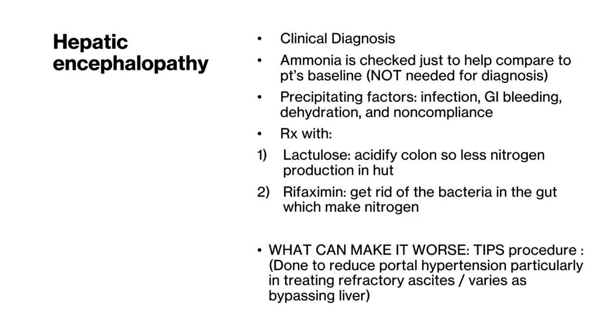Hepatic encephalopathy is another common complication of decompensated cirrhosis. This is made by a clinical diagnosis. There is no cutoff of the ammonia level that is diagnostic for hepatic encephalopathy, but checking it if you suspect it can be helpful to compare it to a patient's baseline. It often has a precipitating factor, like an infection, GI bleed, dehydration, or medication non-adherence. It should be suspected when patients with cirrhosis present with acute delirium. On exam, patients may exhibit asterixis or a flapping tremor when they hold their arms out.